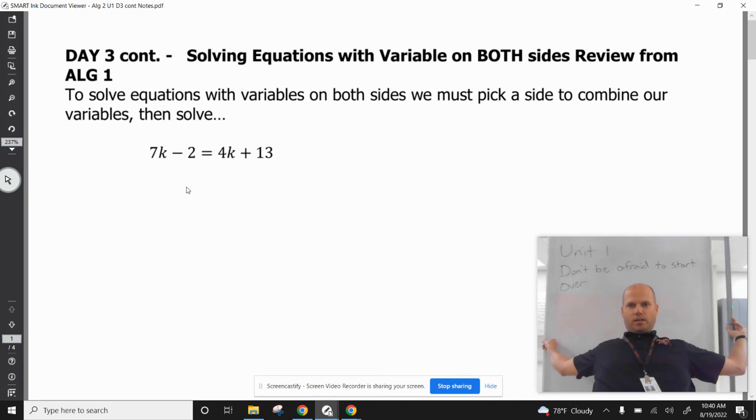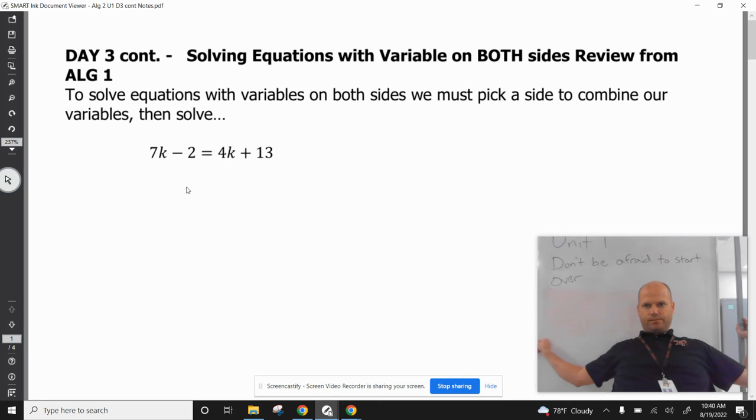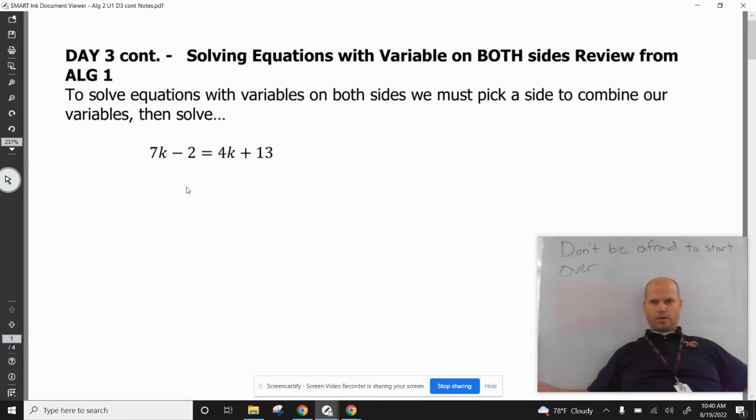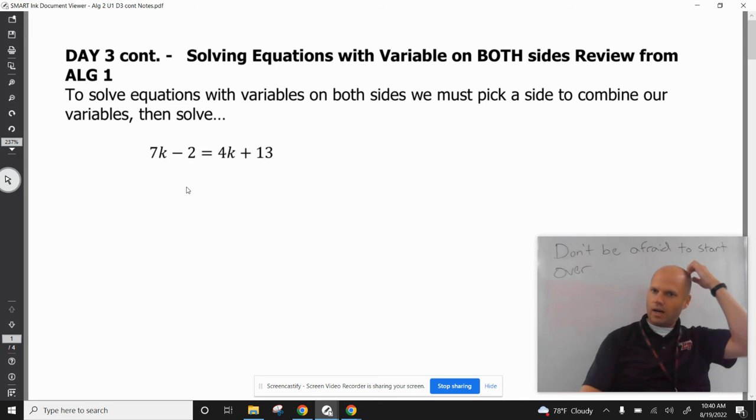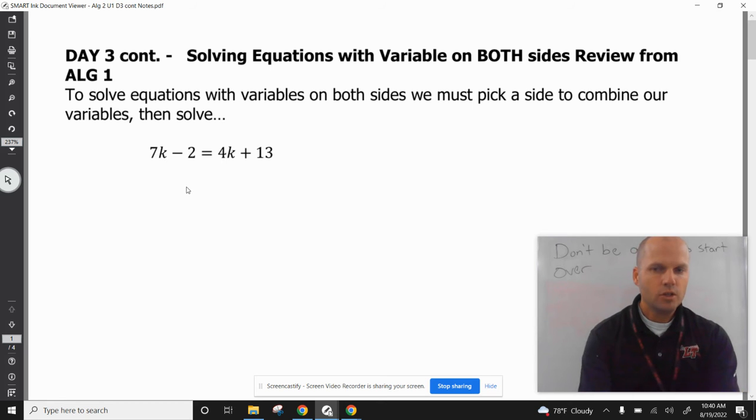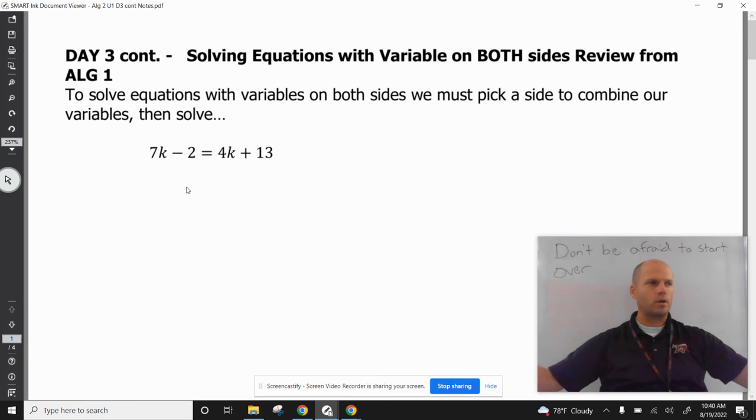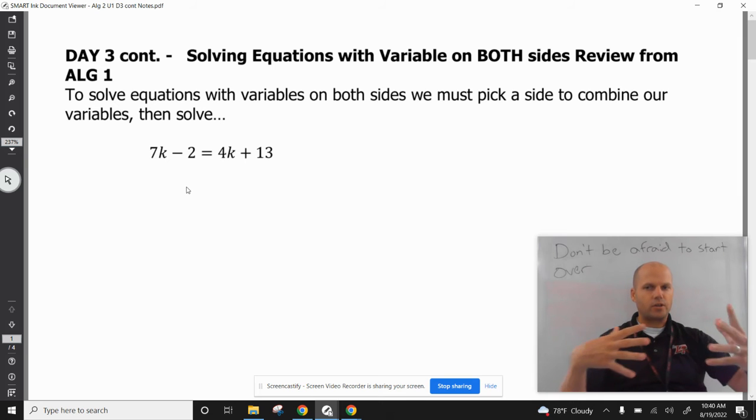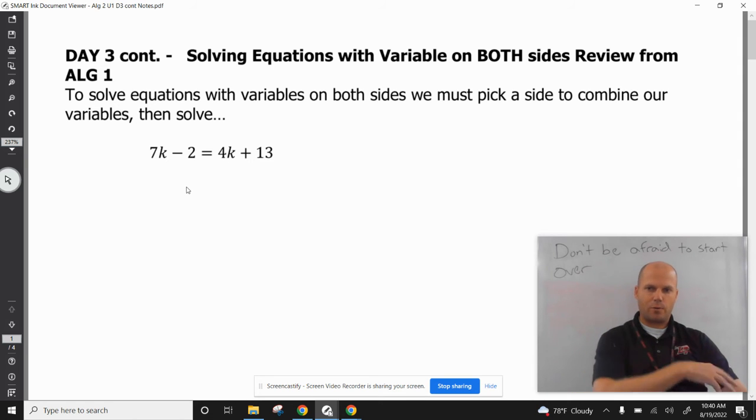But also, I think the theme of Unit 1 for a lot of us should be don't be afraid to start over. Don't be afraid to do things like you're doing them for the first time. Don't be afraid to do it a little bit differently than you've done it before. We're trying to relearn things so that we have a better understanding, versus this is how I've done it, but you don't really know what's going on.